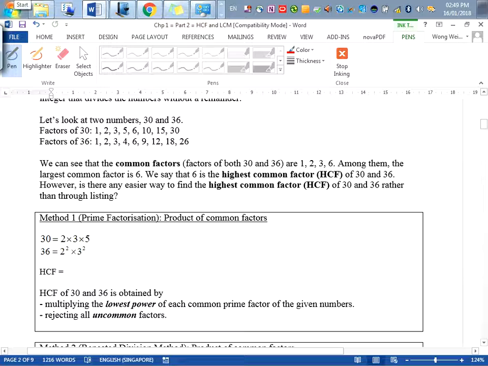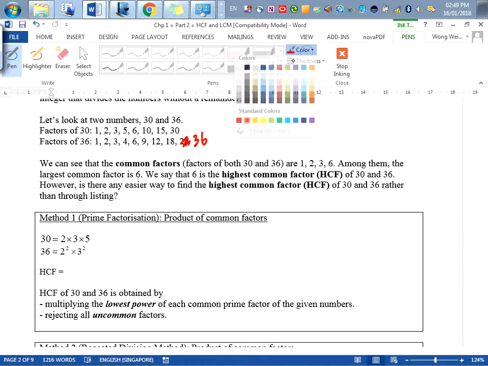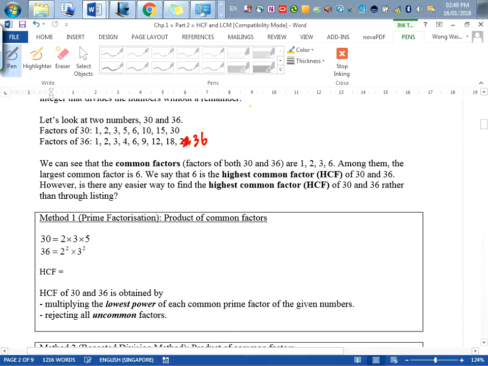Let's look at two numbers, 30 and 36. In our primary school, we will list down all the factors as 1, 2, 3, and so on, up to 30, and the factors of 36. Change this to 36. And we see that there are some common factors. What are they? For example, 1, 2, 3, 6. Any more? No, that's it. So these are the common factors. And out of all these factors, some of them are common.